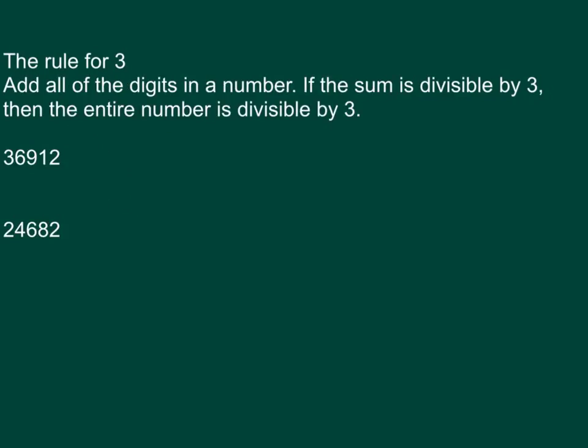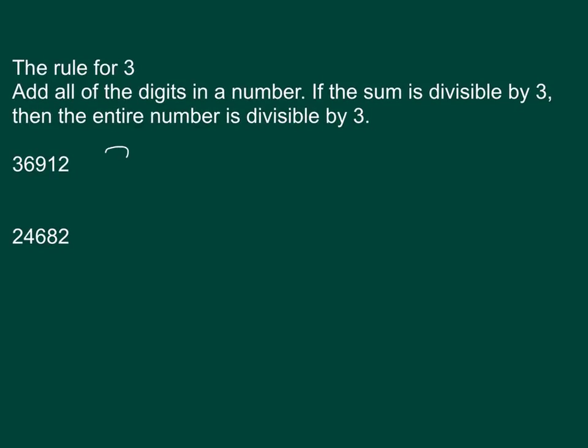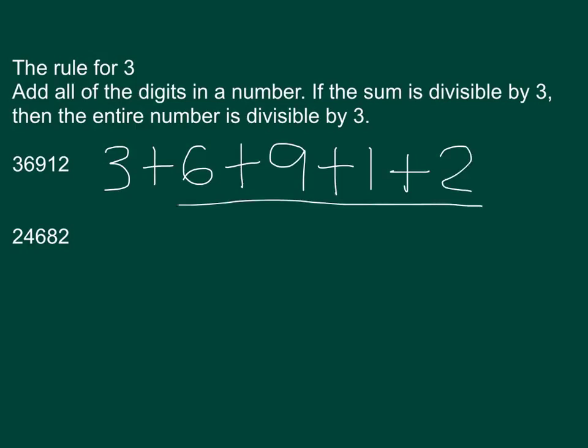Okay, so now let's look at the rule for 3. It says add all the digits in a number. If the sum is divisible by 3, then the entire number is divisible by 3. So let's take a look at this first number. What this says in 36,912 is I add all the digits up. What that means is I'm going to go 3 plus 6 plus 9 plus 1 plus 2. All of these numbers come from right here, the original number. I just took each of these, and I'm now going to add them all up.